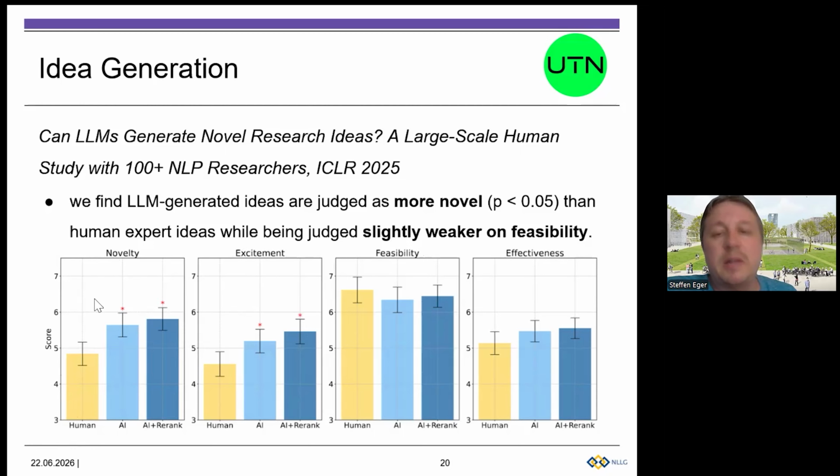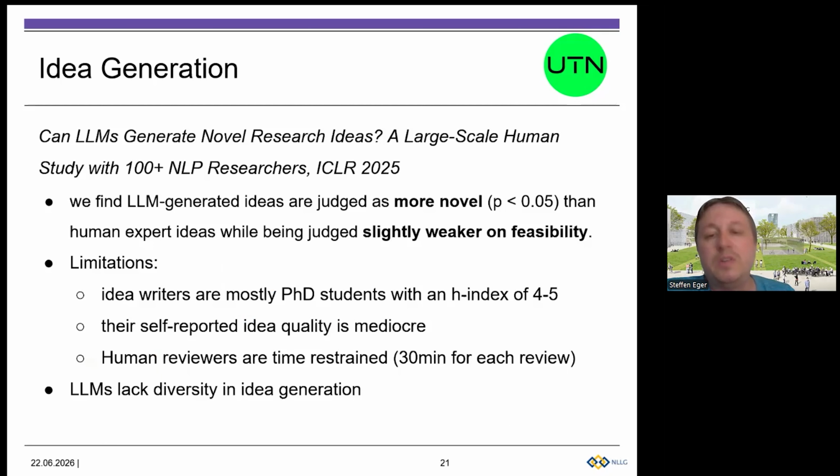And you see here the human-generated ideas had a score of slightly below 5 on a range from 1 to 7 in terms of novelty. And the AI-generated ideas had a higher novelty score. They had another condition where they re-ranked the AI-generated ideas, and that had even better performance. The same holds true for excitement and effectiveness. Only for feasibility, the human ideas are judged as more feasible than the AI-generated ideas.